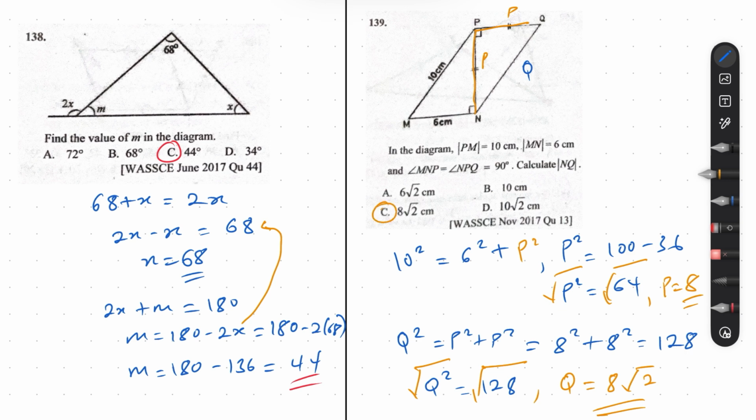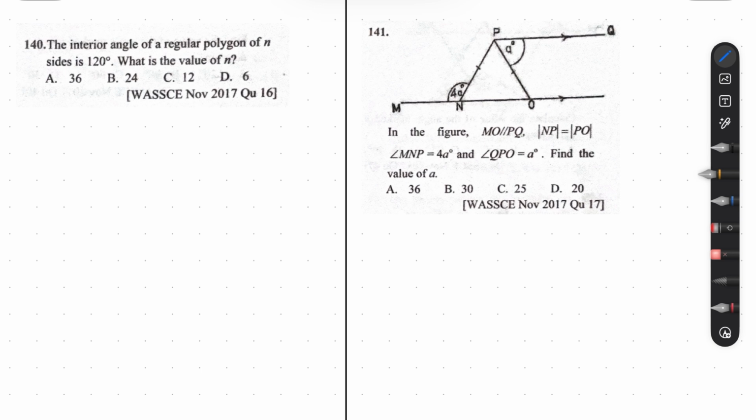Let's move on to question number 140. The question says the interior angle of a regular polygon of n sides is 120. What's the value of n? So the interior angle, 180 times (n minus 2) all over n, is 120, where n is the number of sides. Now you just need to find n, right?